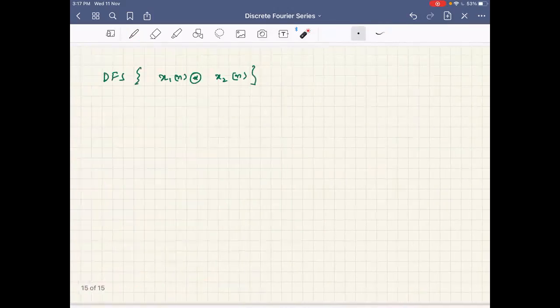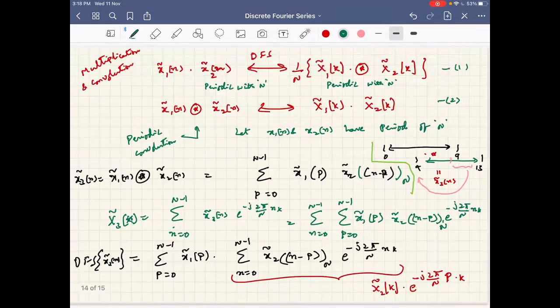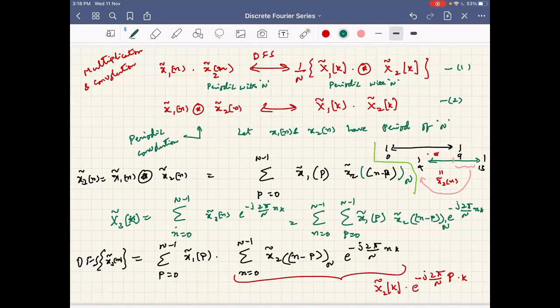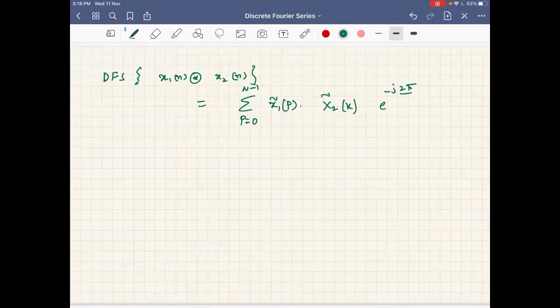Let's continue and complete this discussion. So this is equal to, whatever we had, summation p equal to 0 to n minus 1, x1 tilde of p into x2 tilde of k, because already we could write this as discrete Fourier series coefficients, into e power minus j 2 pi by n into p into k, right? And this is equal to x2 tilde of k into x1 tilde of. Please note that if you take it out, this is exactly what you see here.